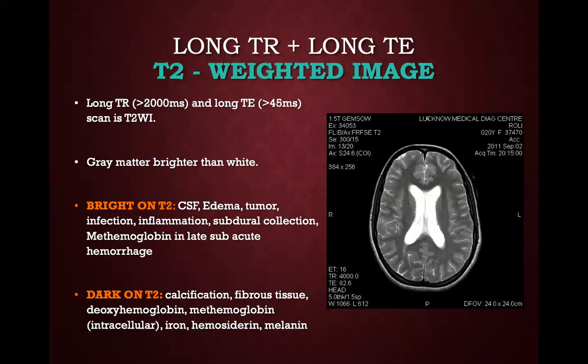T2, again, everything is inverted. The best way to remember this: if you hold your two hands as a victory sign and close them, it looks like a W. In T2, CSF will appear white. CSF will appear white in T2. What is dark on T2 is the opposite.